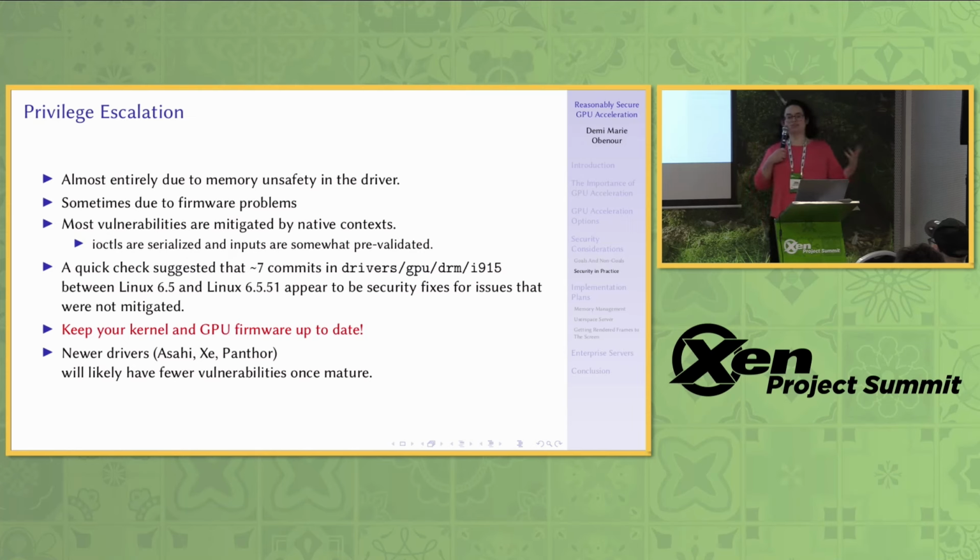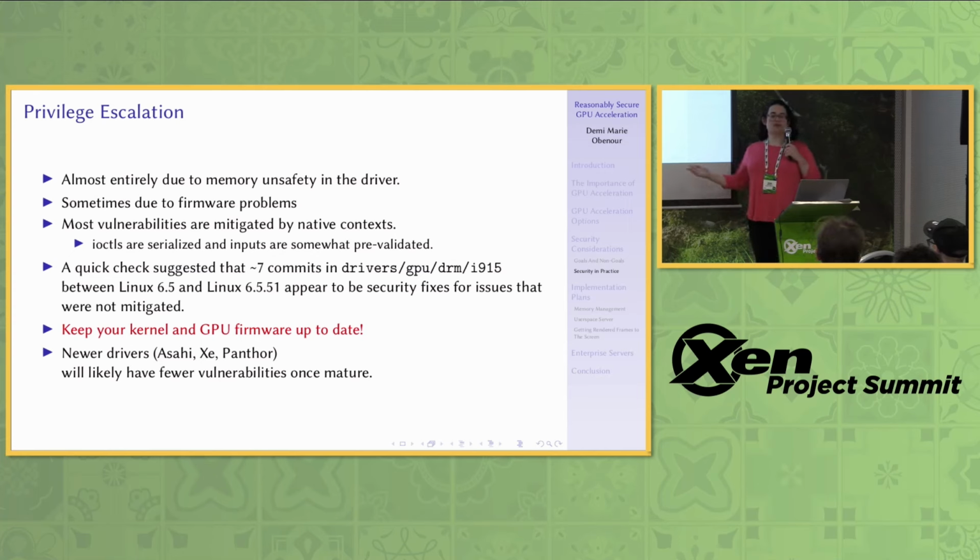Last and worst, privilege escalation, when the guest can take control of the host. These are almost entirely due to memory unsafety issues in the driver, but they're sometimes due to firmware problems. Native contexts actually mitigate most of these because a lot of them are things like race conditions or certain kinds of failure to properly validate inputs. And with native contexts, ioctls are serialized and the inputs are somewhat pre-validated. The native context code won't pass a junk file descriptor.